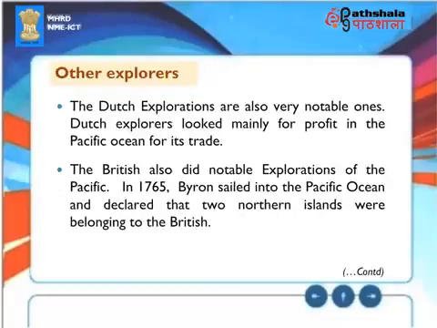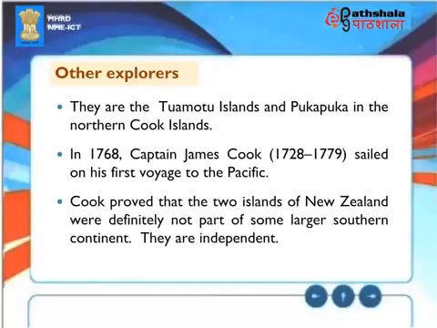Other explorers. The Dutch explorations are also very notable. Dutch explorers looked mainly for profit in the Pacific Ocean for its trade. The British also did notable explorations of the Pacific. In 1765, Byron sailed into the Pacific Ocean and declared that 2 northern islands belonged to the British. They are the Tuamotu Islands and the Puka Puka in the northern Cook Islands. In 1768, Captain James Cook, 1728 to 1779, sailed on his first voyage to the Pacific. Cook proved that the 2 islands of New Zealand were definitely not part of some larger southern continent. They are independent.